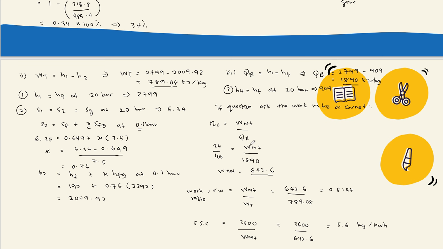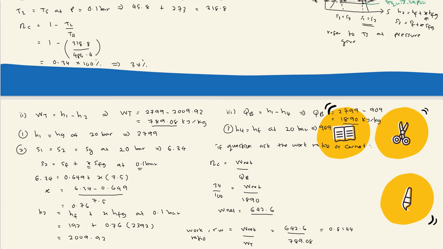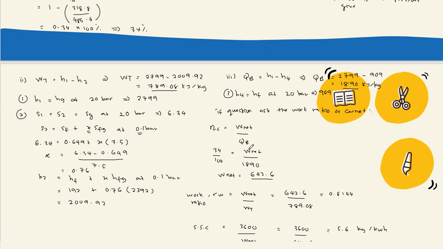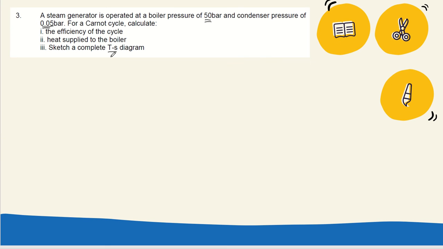For question number 3, you can try on your own because the question has the same solution as question 2, but the pressure is different, which is 50 bar and 0.05. Question number 3 asks about the TS diagram. Sketch the TS diagram like I showed you before. Then the efficiency, we already discussed it here. And then also the heat supply to the boiler, meaning Q boiler. So you can try it later.